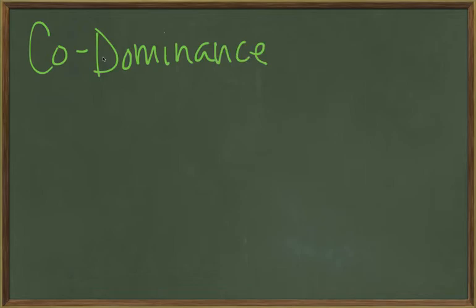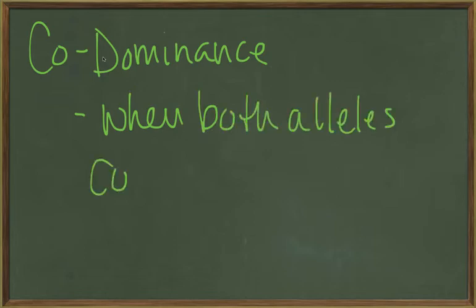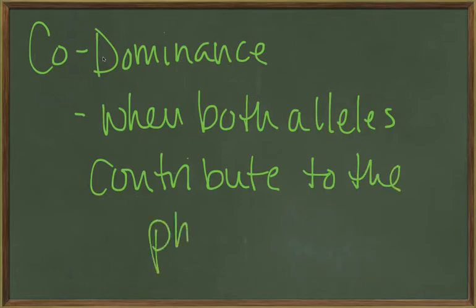Another exception to the rule is called codominance. And yes, these 2 are very different. They sound very similar, but the patterns that you get out at the end make them very different. With codominance, what happens is both alleles contribute to the phenotype.